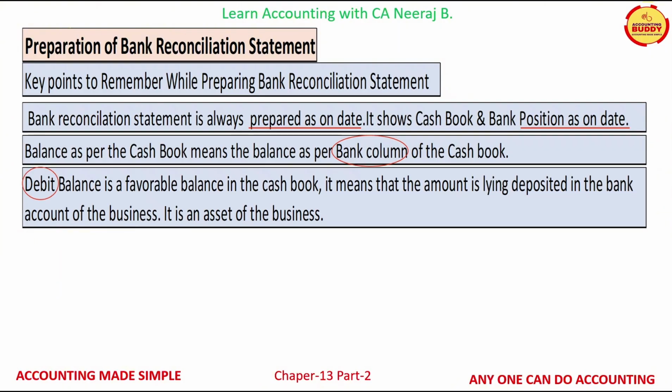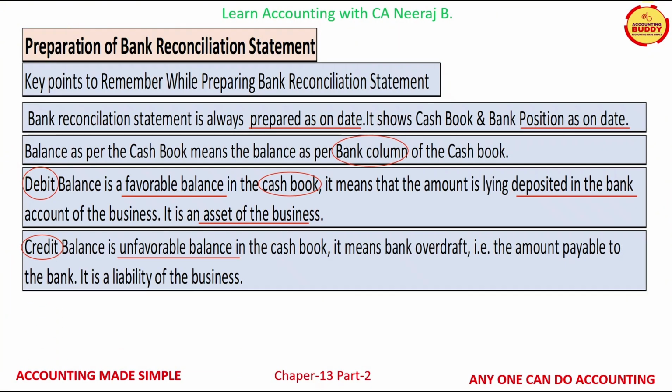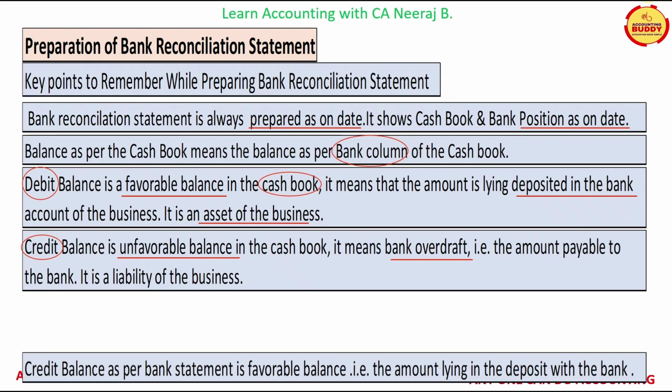Debit balance is a favorable balance in the cash book. It means that the amount is lying deposited in the bank account of the business. It is an asset of the business. Credit balance is unfavorable balance in the cash book. It means bank overdraft, that is the amount payable to the bank. It is a liability of the business.